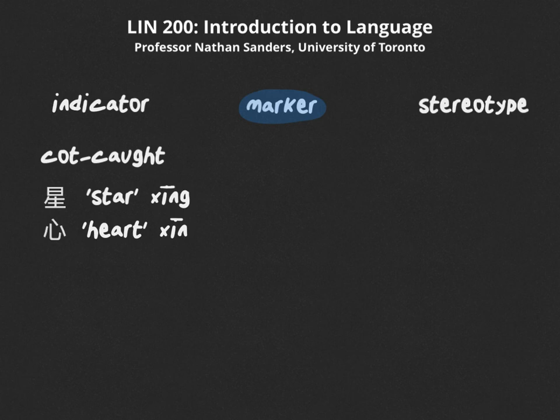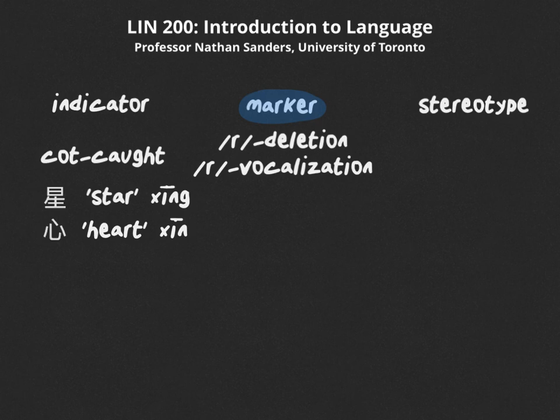An example of a marker that we'll talk about a little bit later comes from English, and it's R deletion or R vocalization, where R in certain positions is deleted or pronounced more like a vowel in certain dialects of North American English, in particular New York City. An example of a marker in Cantonese is the second person pronoun you, which in Hong Kong is pronounced beginning with the sound l, but for other speakers it begins with the sound n.